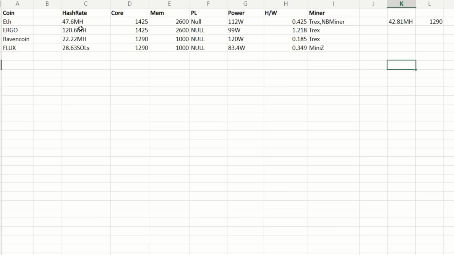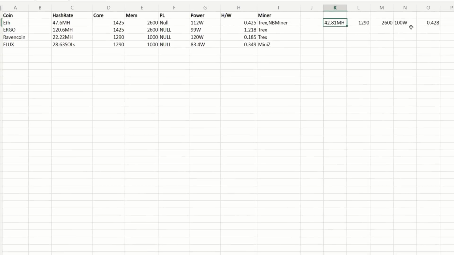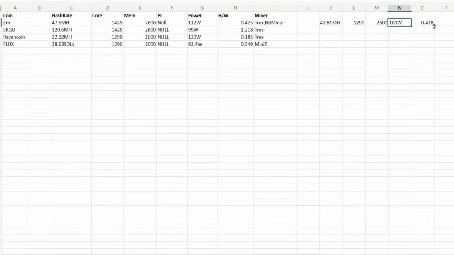And then we got Ethereum here at 47.6 mega hash at 112 watts at the wall, for a hash to watt ratio of 0.425. Now we can tweak that a little bit more. We can see 42.8 mega hash here for only 100 watts. We have slightly more efficiency, but it's not really that much. So, you know, unless you're spending expensive amounts on power, you won't really notice this, but we are only 100 watts. So what does that mean?